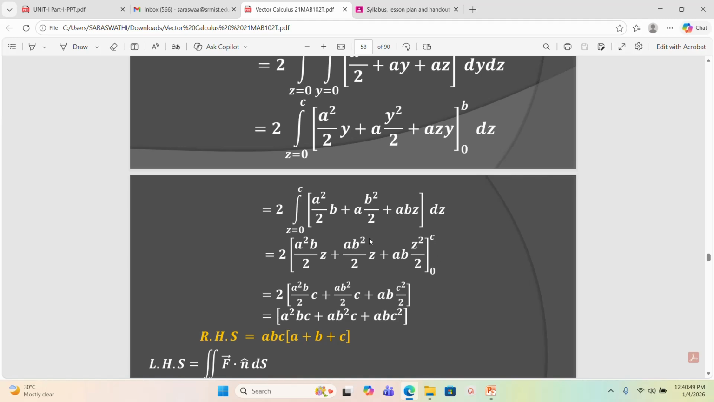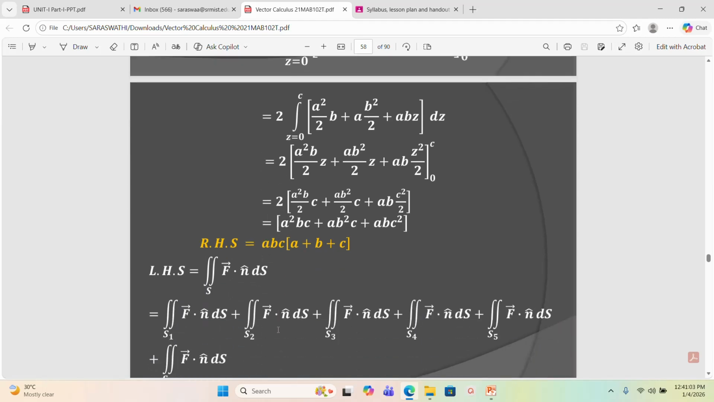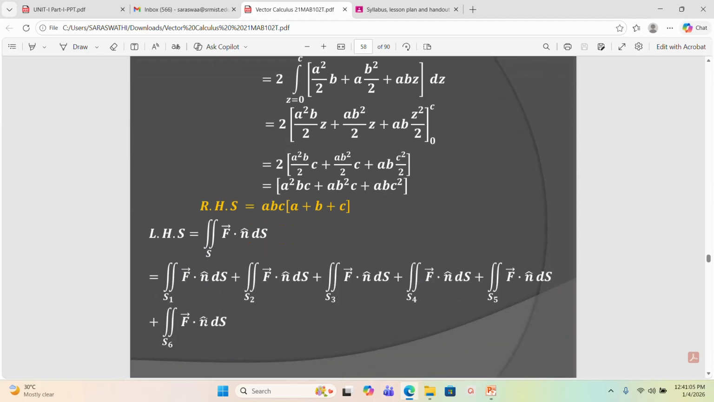Now upper limit of z equal to c minus lower limit of z equal to 0. Now this is the value. And finally we take ABC as the common factor. So ABC into (A plus B plus C) is the final value of this RHS. Now the LHS formula: this is the integral of F dot n cap into dS.